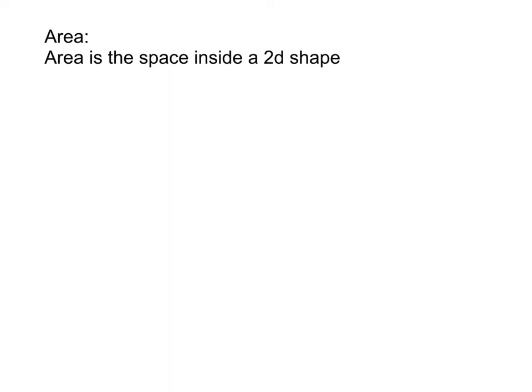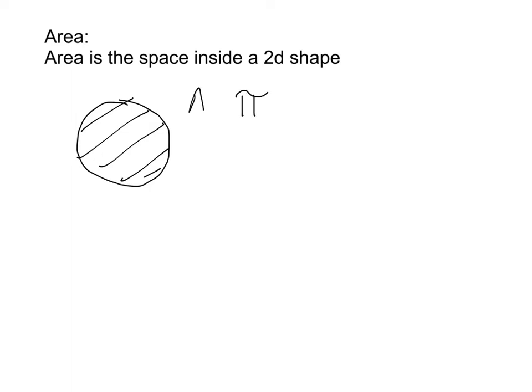So we're going to look now at calculating the area of a circle. The area of a circle is just the space inside. So if I drew you a circle, the area is everything inside that circle. We calculate area using the formula: area is equal to pi r squared. Now again, pi is to be taken as 3.14, and we should know the radius is the distance between the centre and the outside of the circle.